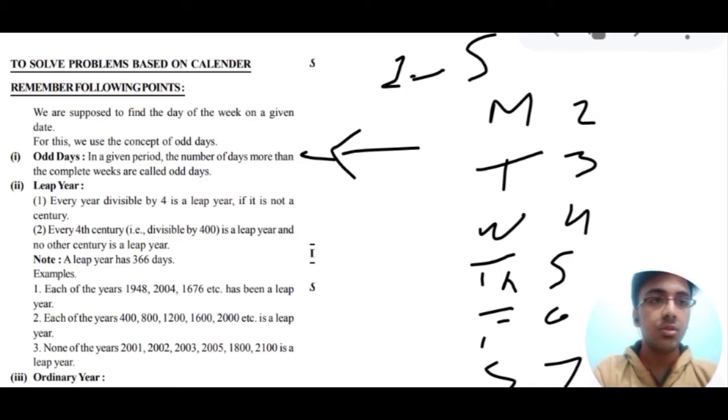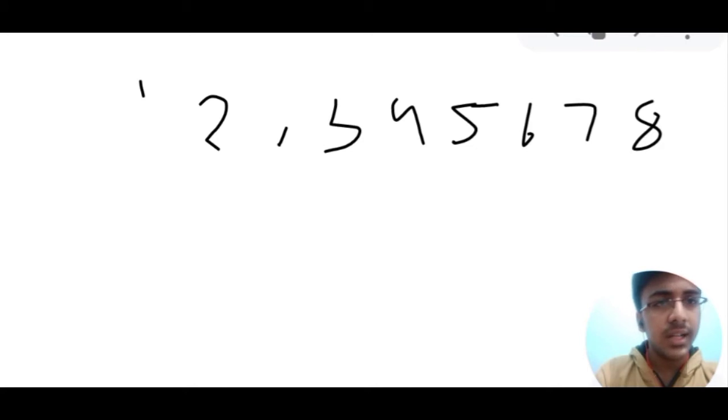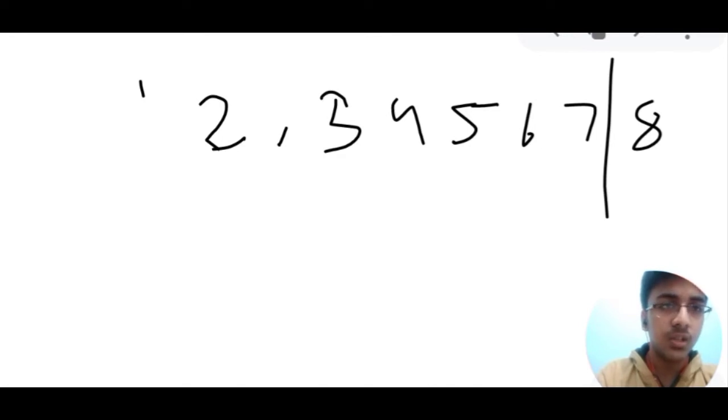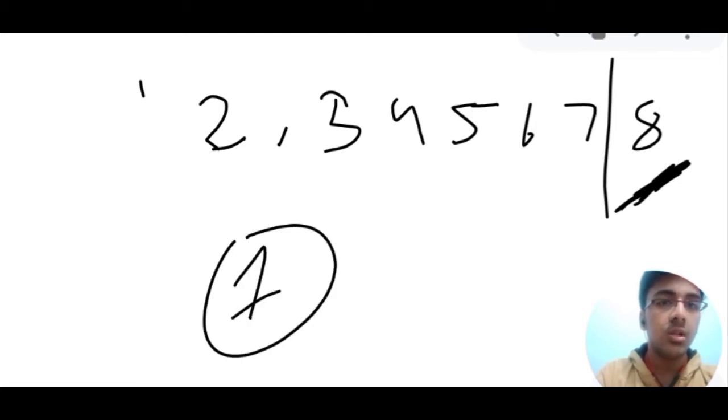So let me show you something more simple. Here we are having 8 days. Just imagine we are given 8 days in the question. So here we have completed our week. 7 days are completed, 1 week is completed. Now there is 1 day left. So the 8th day will be our odd day. So here what's the number of odd days? Odd days is 1.